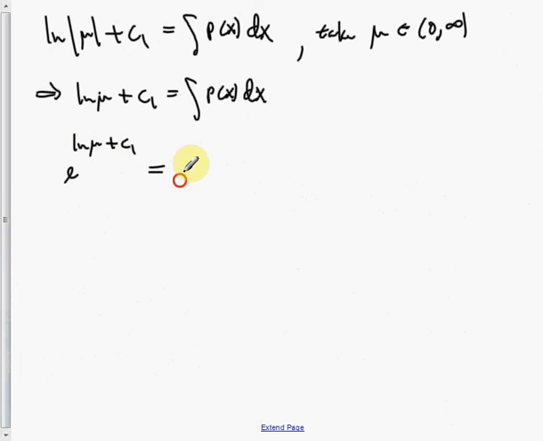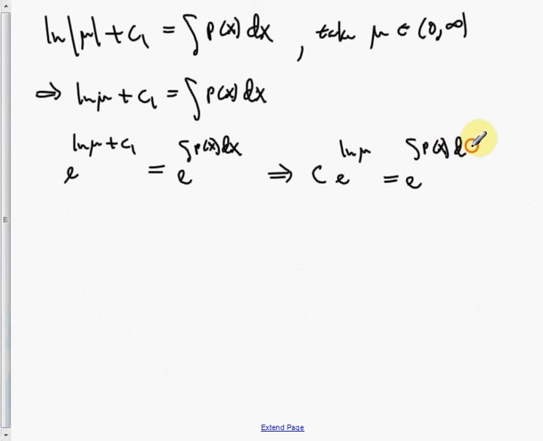Here mu is equal to e to the integral of P of x dx. So can't we write this e to the c sub 1 as c, so that e to the natural log of mu is equal to c times e to the integral of P of x dx, where c is equal to e to the c sub 1.